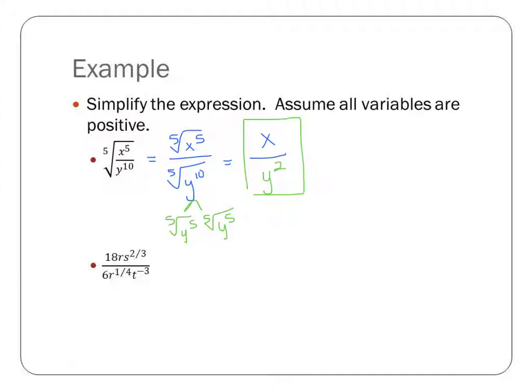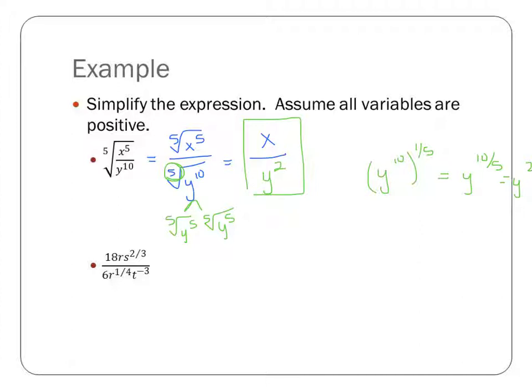Now, the other way to look at that is if you have y to the 10th, remember that your index comes around. So you get to the 1/5 power, which would be like 10 over 5, which is 2. So x over y squared there.